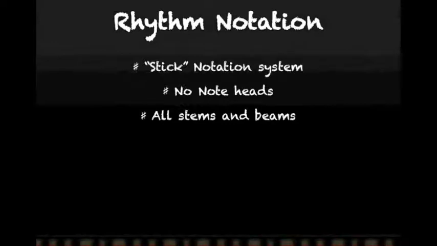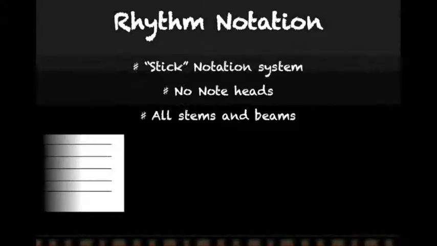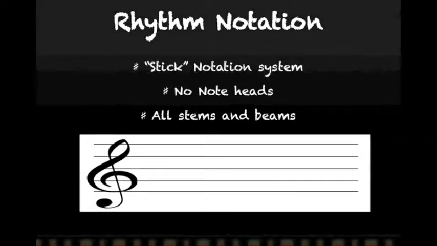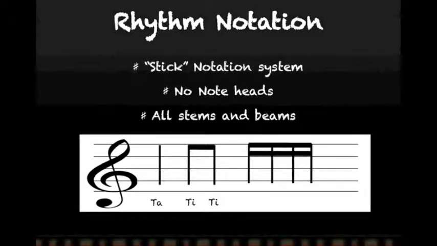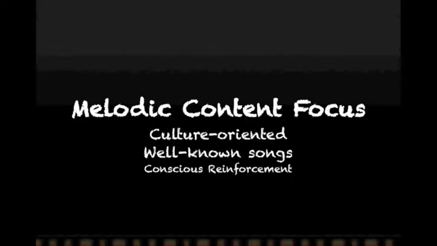He uses a different kind of notating called stick notation. In this methodology, the note heads are removed from the notes and instead are just focused on beams and stems of notes. So therefore, this single line, representing a quarter note, would still be counted as ta. Two beamed notes that are representing eighth notes in this case will still be counted ti-ti. And of course, double beamed notes are 16th notes and should be counted ti-bi, ti-bi.